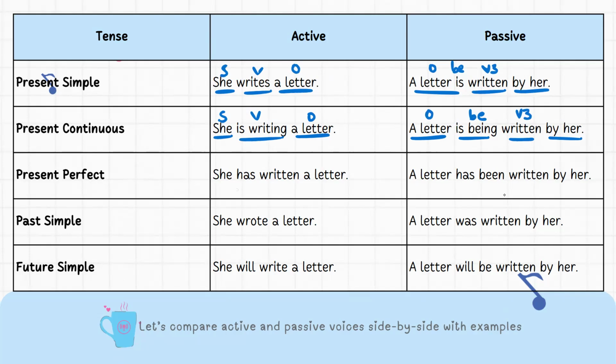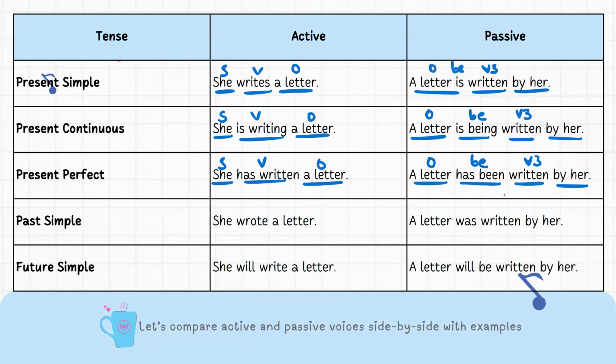In present perfect, she has written a letter. She, subject, has written, verb, a letter, object. Here, a letter, object, has come before. Be form has been, written, V3 form, by her.